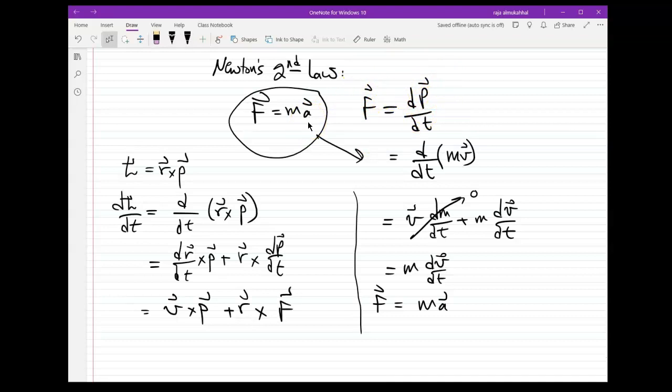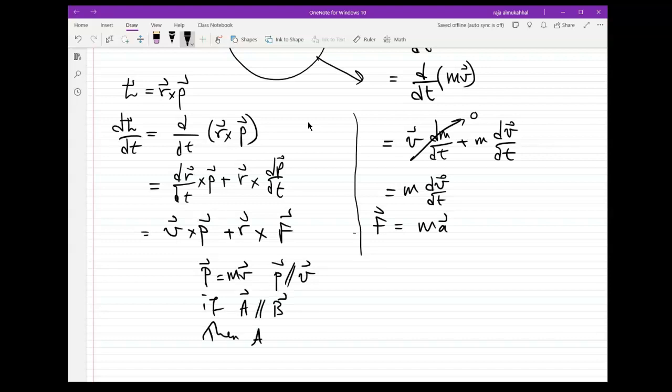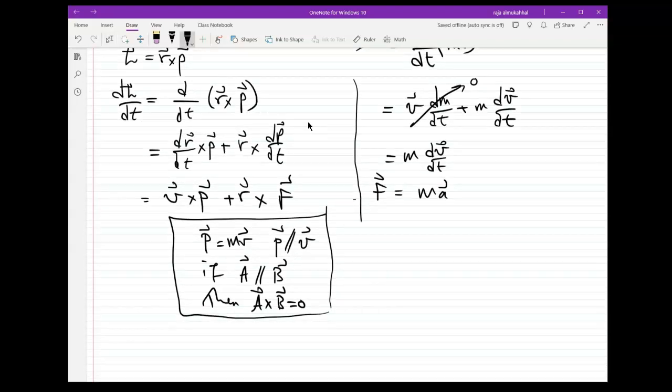Is that okay? Next, look at this. What is v cross p? Well, v and p are parallel. Remember, momentum equals mv, which means the momentum is parallel to v. So what is the cross product between two parallel vectors? That's simple math, 0. In other words, if A is parallel to B, then A cross B is 0. Go back to your calculus book. So this part right here must be 0.